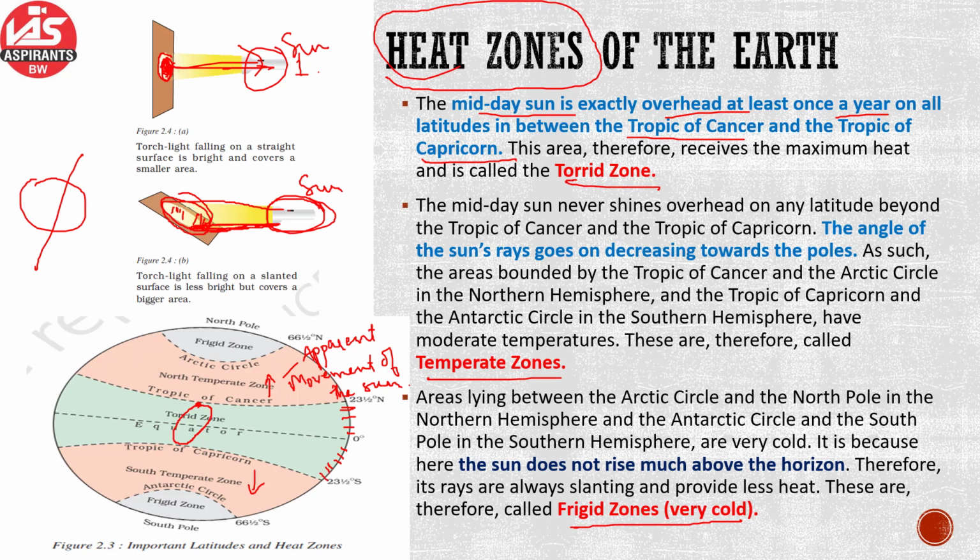ओके, सन ओवरहेड एक बार साल में एटलीस्ट हर लैटिट्यूड के ऊपर होता है, लेकिन वो लैटिट्यूड इट शुड लाई इन बिटवीन ट्रॉपिक ऑफ कैंसर एंड ट्रॉपिक ऑफ कैप्रिकॉर्न. सो दिस इज व्हाट इज रिटन हियर that the midday sun, it's exactly overhead at least once a year on all the latitudes, but only between the Tropic of Cancer and Tropic of Capricorn. And this movement of the sun in between Tropic of Cancer and Tropic of Capricorn is known as apparent movement of the sun.